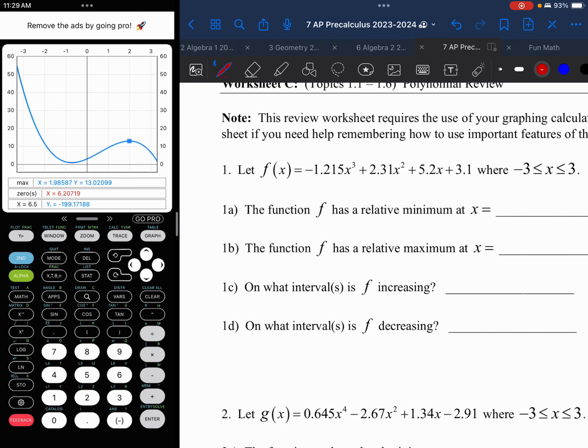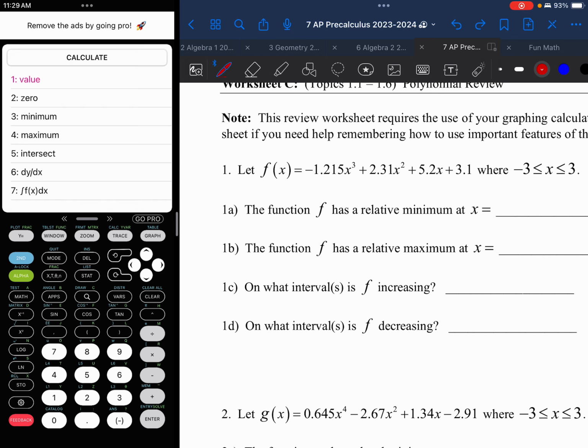Where is our relative minimum? To find the relative minimum here, we need to use our calculator. The way that we do that is we come over here and we want to do this calculation. It's going to be second trace to do the calculation. You can see option 3 is a minimum, so we're going to hit 3.